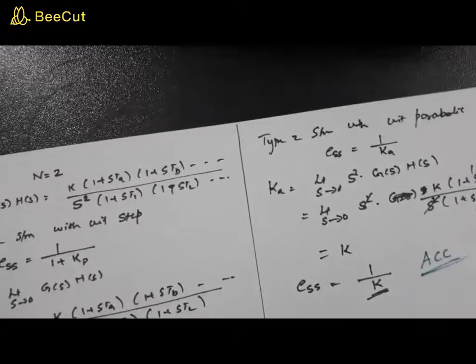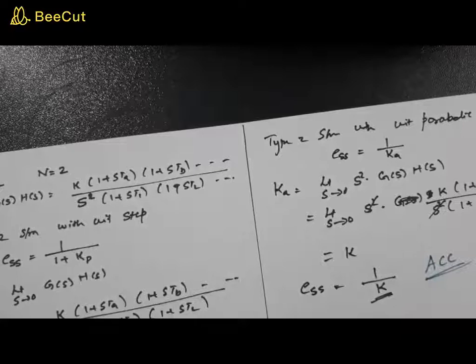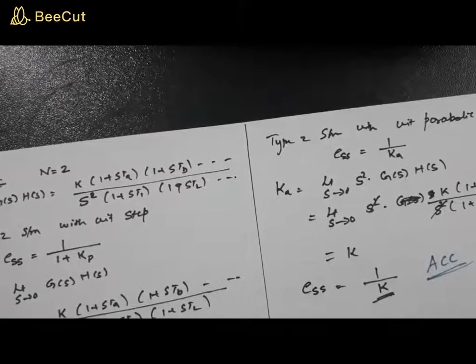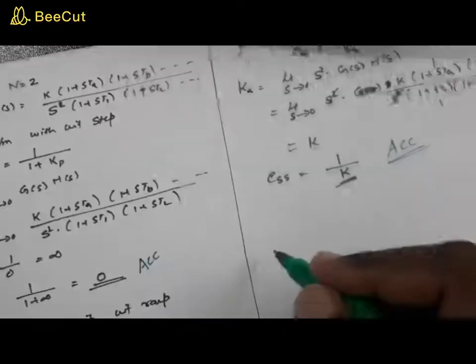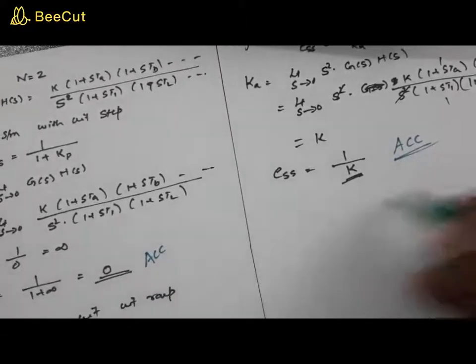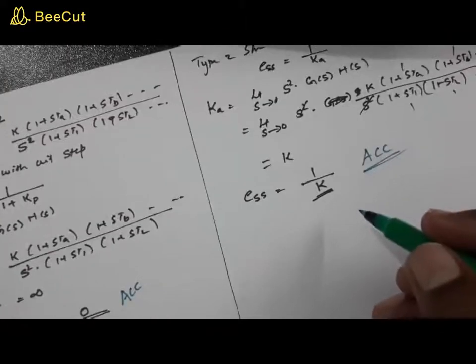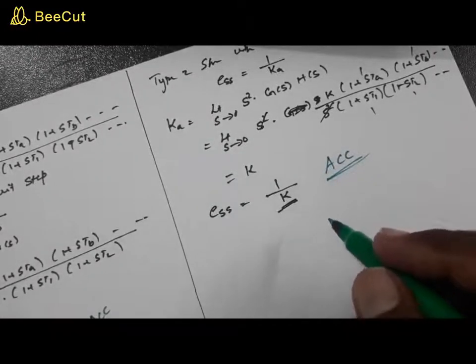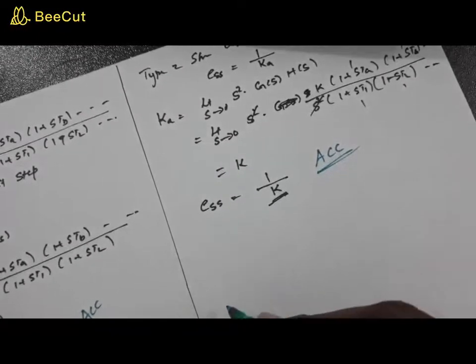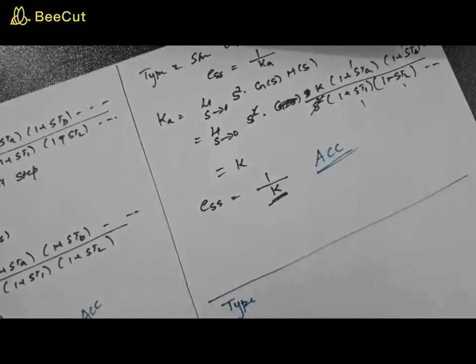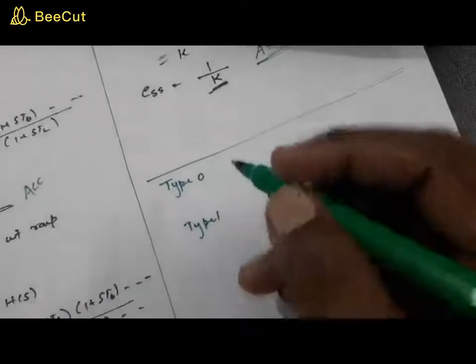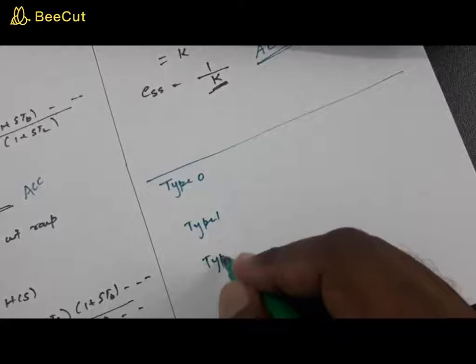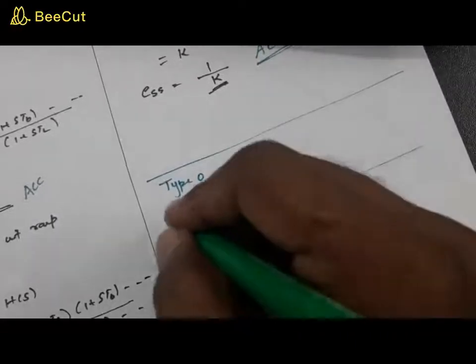We have studied the static error coefficients. With respect to static error coefficients, we have also related them with the type 0, type 1 and type 2 systems. Now let me just have a tabular column of that. Say you have a type 0 system, type 1 system, and type 2 system.